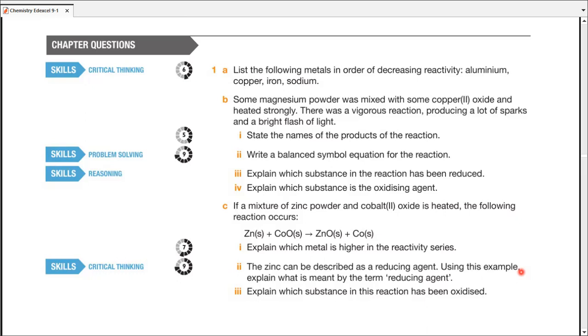Let's start with part B, part 1. Magnesium mixes and it is strongly reacting, producing a lot of sparks. What products would the chemical reaction give? It's a displacement reaction. There is going to be an oxidation reduction reaction.